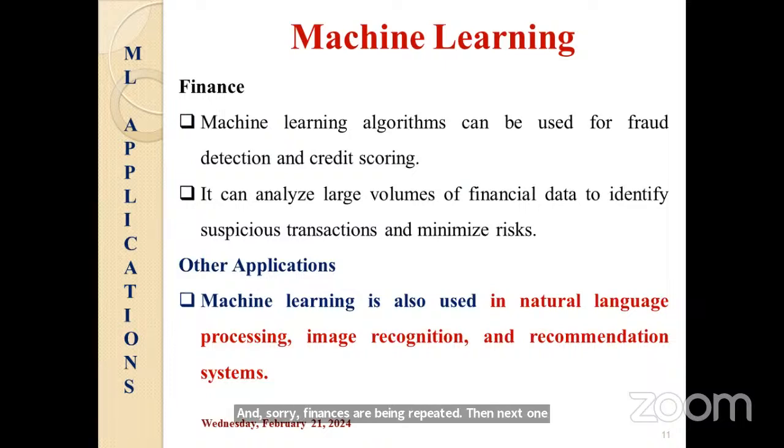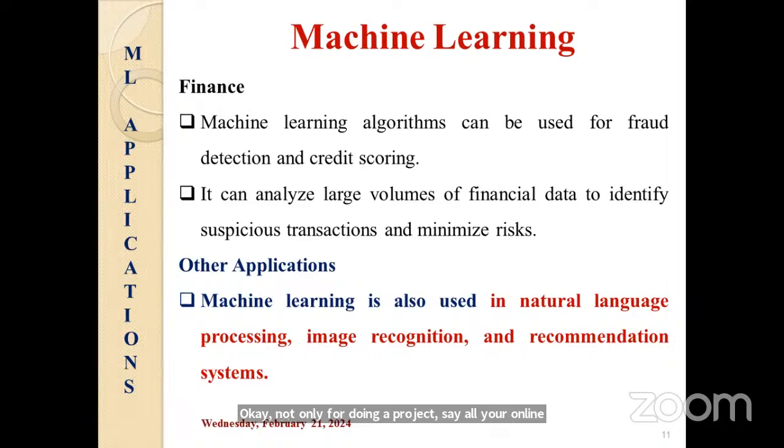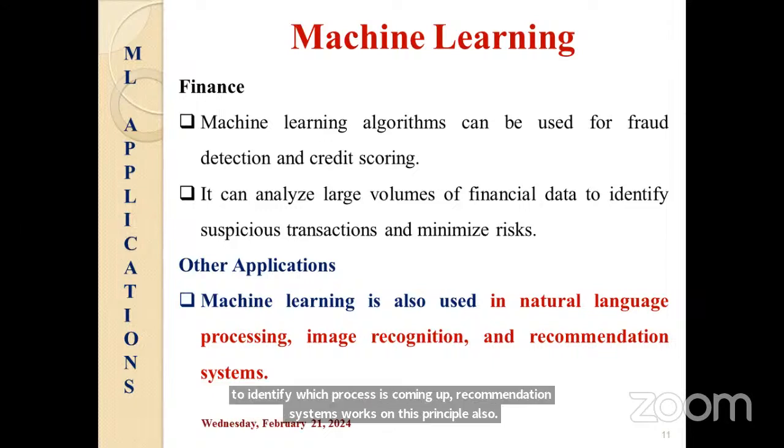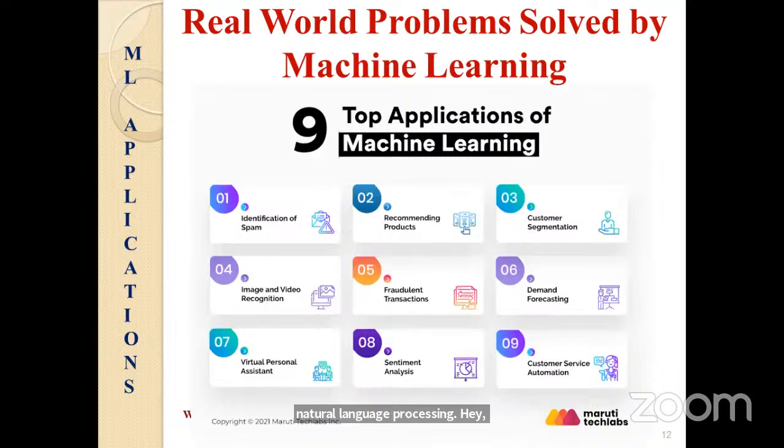Then the last one is, it's not only used in all these applications, even in education it has been used. Not only for doing a project, say all your online platforms, online educational systems, or for example to identify which courses are coming up, recommendation systems work on this principle also. It is not only used in these wide areas, it has been used in natural language processing, image recognition, and already I talked about the recommendation systems.